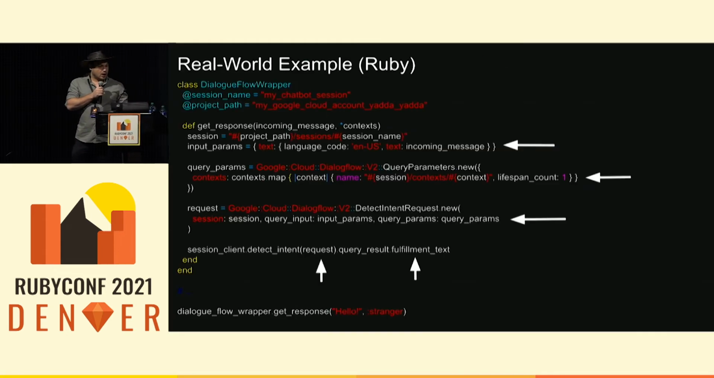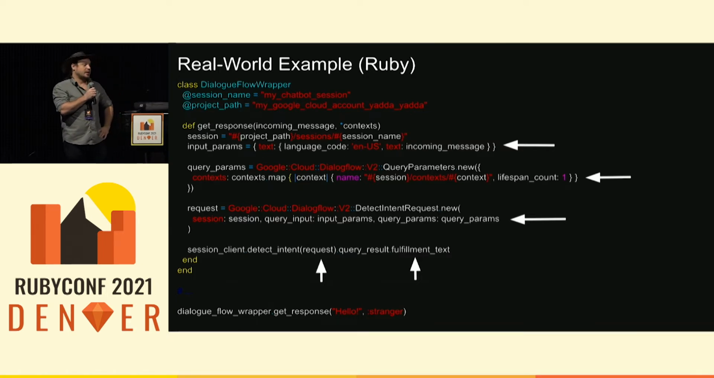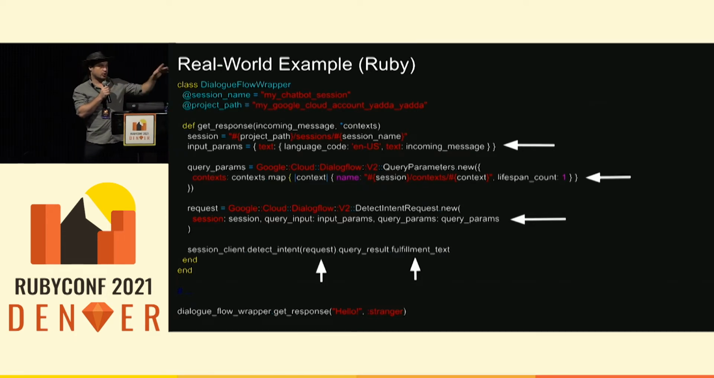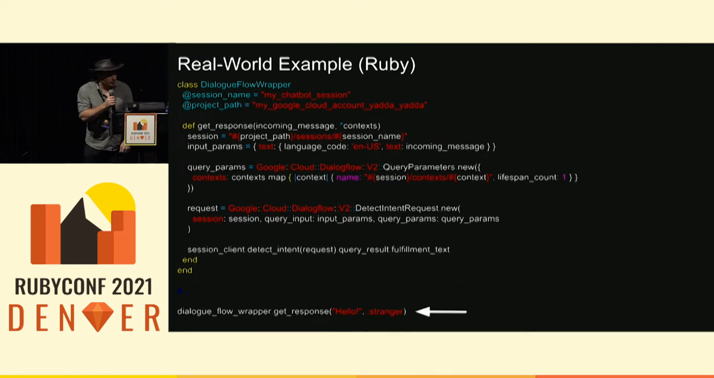And here's a real-world example from a chatbot hobby project I've got where I'm interacting with Dialogflow. And Dialogflow, for a lot of valid reasons, but still painful reasons, has these deeply nested complex data structures that it thinks in. And so in order to do the request, I have to build all this data structure, when really all I want to do is say, how do I respond when a stranger says hello?